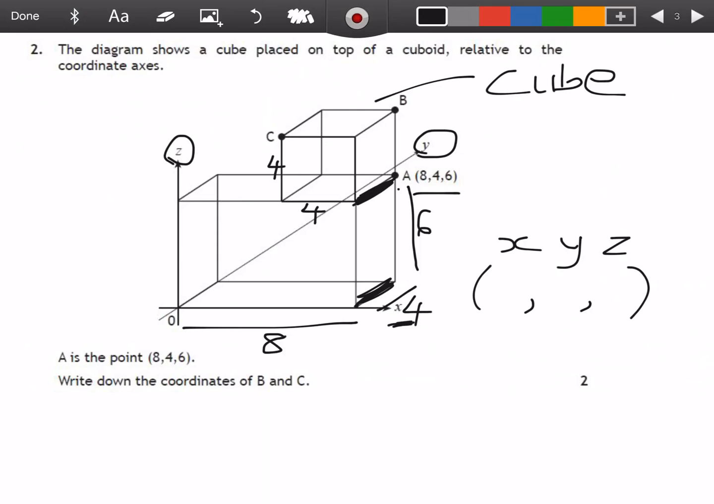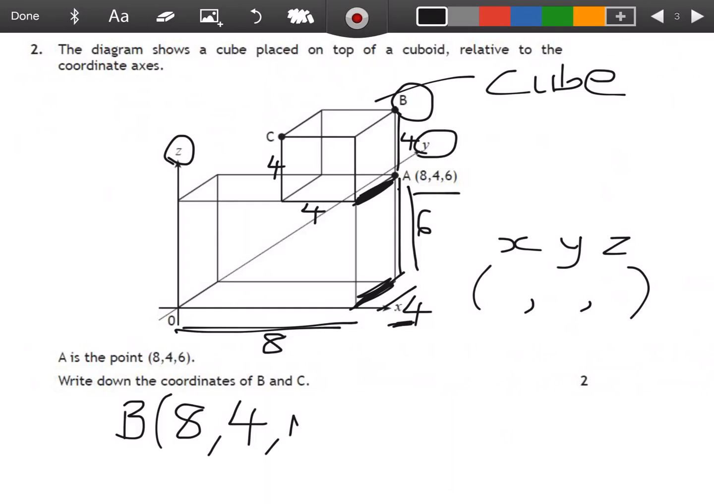So the question is, what are the coordinates of B and C? There's B up there, okay? How many along is B? B is 8 along. It's still 8 along, same as point A. How far back is point B? It's still 4 back. It's in line with point A. But how high up is point B? Point A is only 6 up, but remember, this is another 4 up. So 6 and 4, it's 10. Okay, total of 6 and 4 is 10 high.